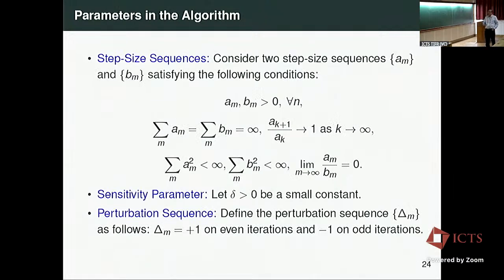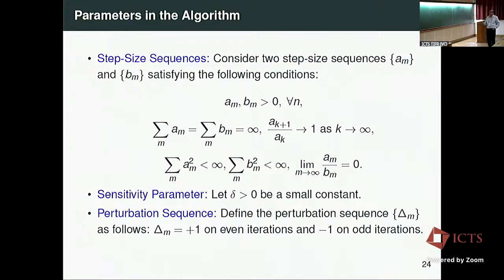We assume these conditions on the step sizes. The step sizes are positive, they sum to infinity, and they are square summable. So these are the usual Robbins-Monro conditions. We require in addition that a_{k+1}/a_k goes to 1 as k goes to infinity, which is of course satisfied by the usual step size conditions.